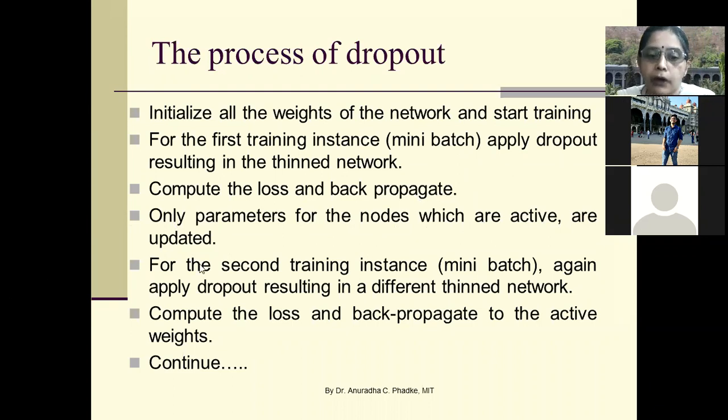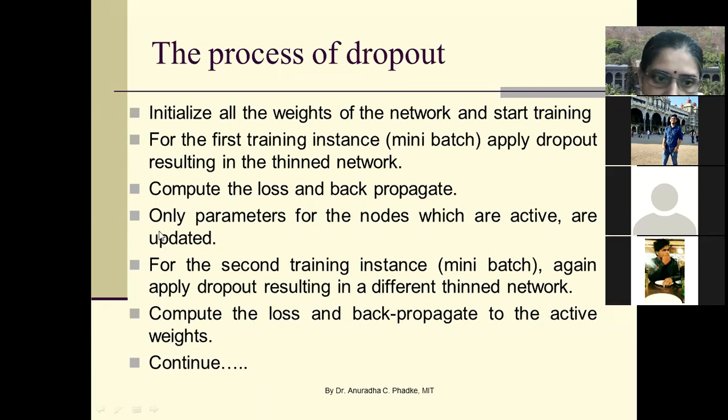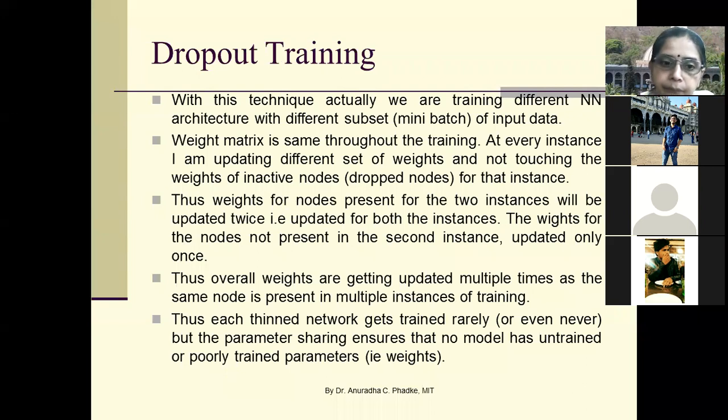For the second training instance, that is the second mini batch, we again apply dropout, resulting in a different thin network. For the next instance, we remove a few other nodes, and then we repeat the process. We compute the loss and backpropagate to active weights, and we continue the process. We can use multiple instances, and for every instance, we use a different neural network architecture. We drop out different nodes. So this is the dropout process.